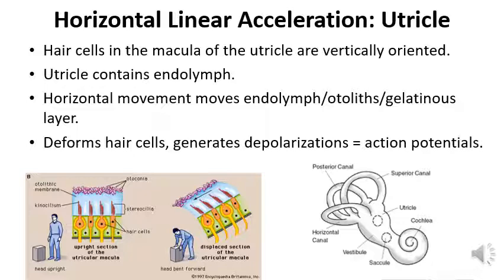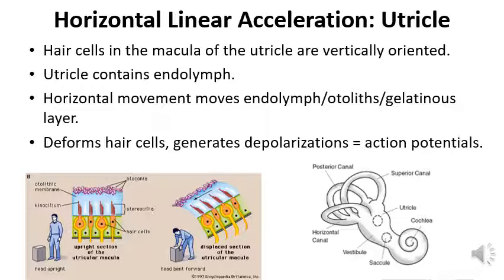The utricle, which is located right next to the semicircular canals, is located distally from the cochlea, has hair cells in a macula that happen to be vertically oriented. So you'll see in the color illustration that the hair cells are in fact oriented vertically. They are embedded in that gelatinous layer, and I see the otoliths lying above. And I notice that the individual in this illustration is bending forward, and that's deforming the gelatinous matrix because the otoliths are shifting forward, and that's going to deform the hair cells.